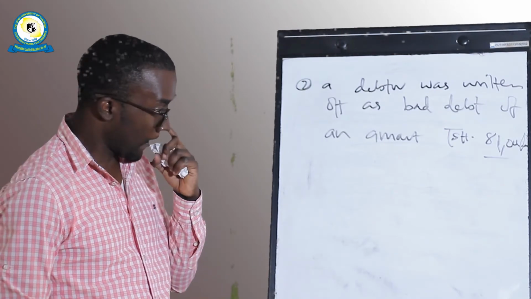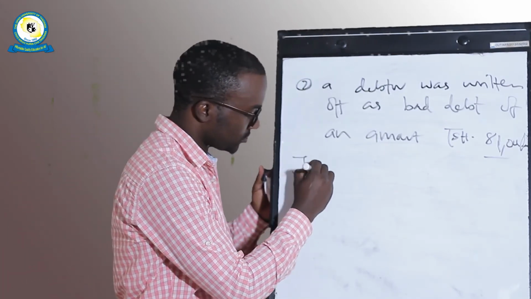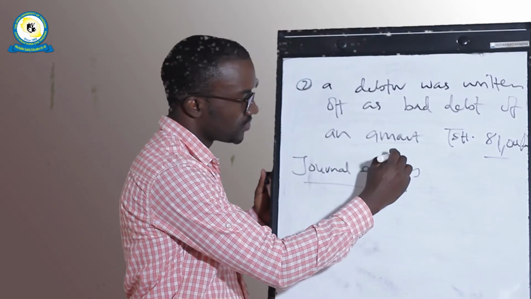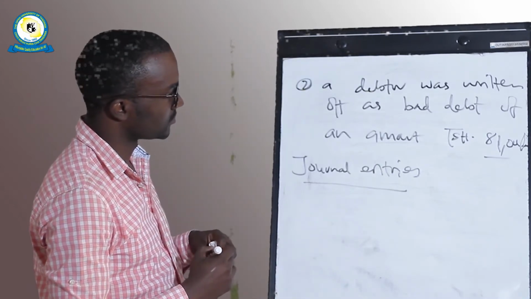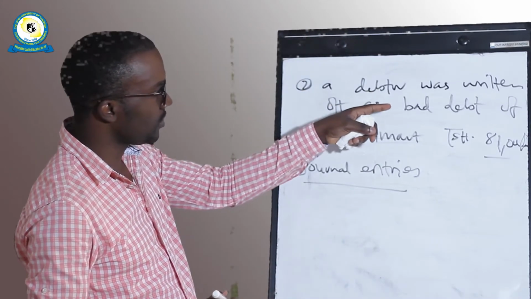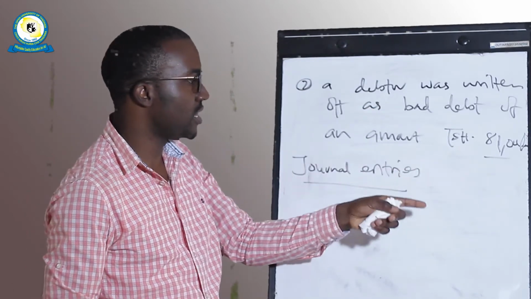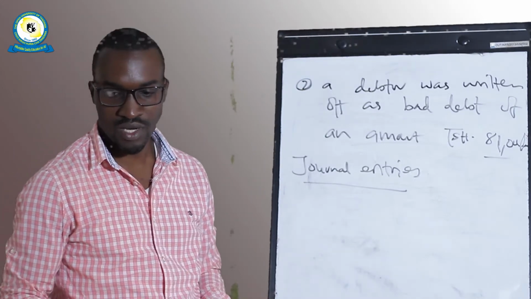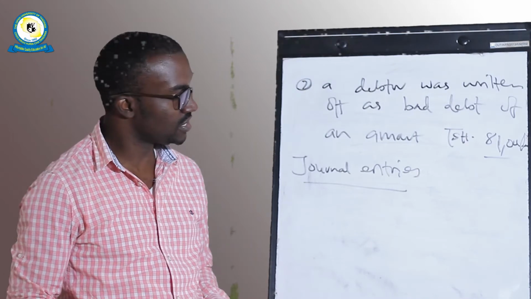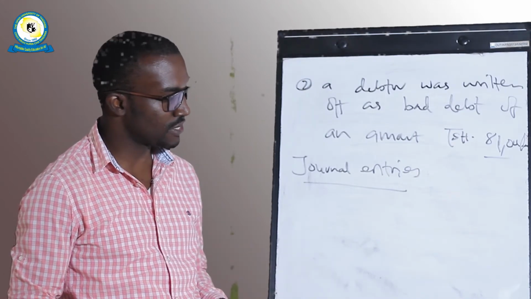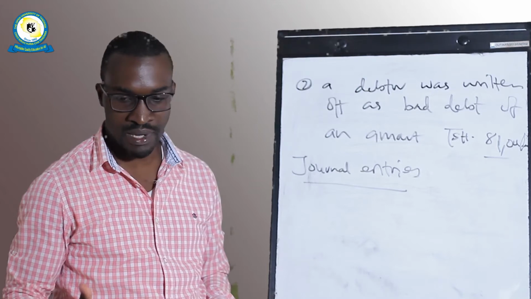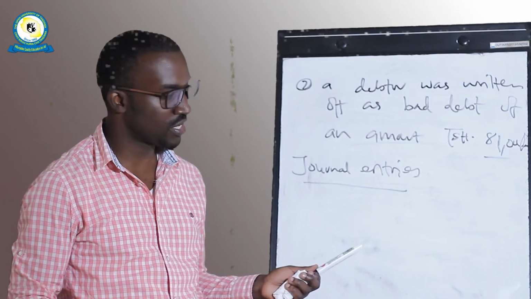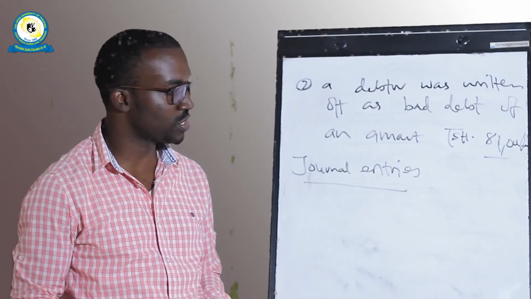Okay, so now let us see the journal entries of this transaction. Since we have a debtor who owed an amount, and you are told this debt was written off, what are the entries that we are going to have? First, if the debt was written off, we know that the debtor account was having a debit balance. So we expect that we are going to take this amount.